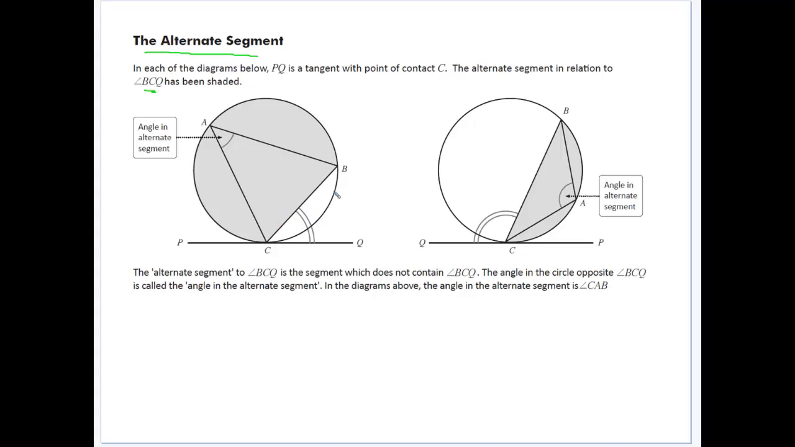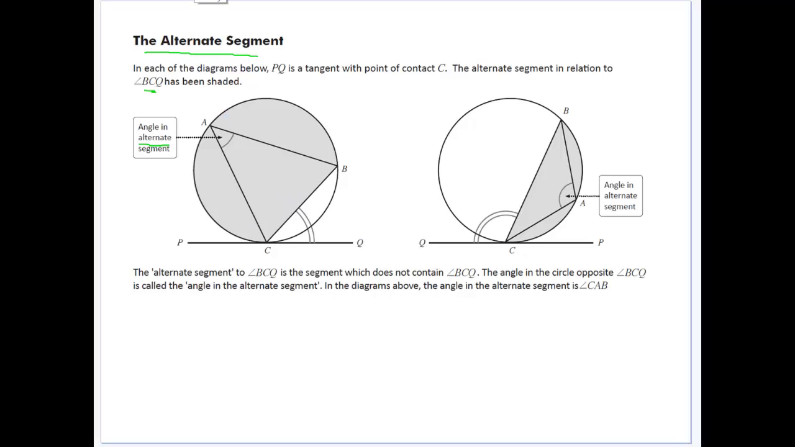The segment that's related to BCQ is the one that's unshaded, that small one. The other segment we call the alternate segment. So that's where the term alternate comes from. It's the other segment, as alternate means, other one. So in this case, no matter what BCQ is, the shaded part here is the alternate segment. So we're creating two segments, and the angle that we have is in the other segment. So there's our alternate segment there. So we get that idea.